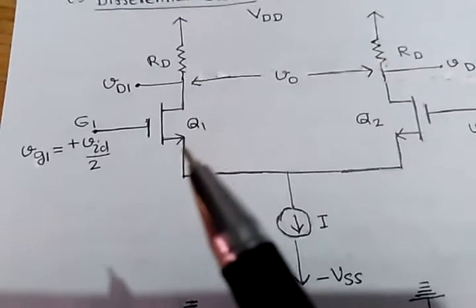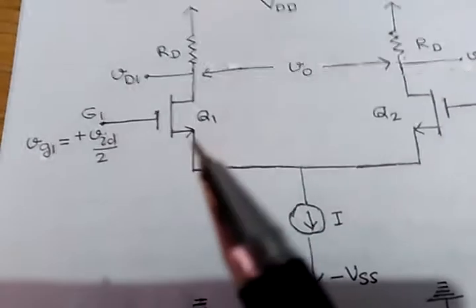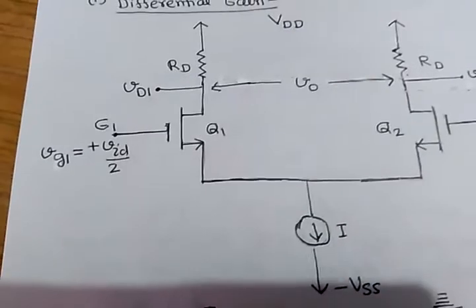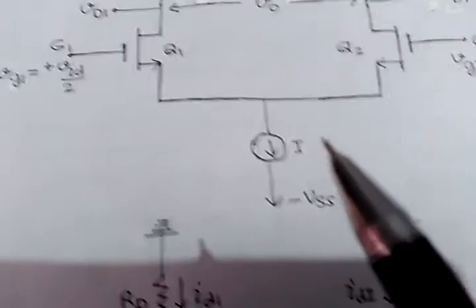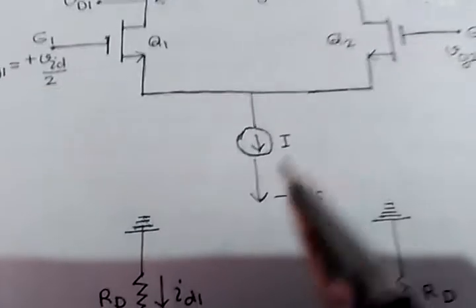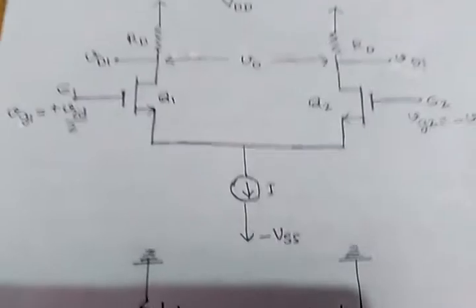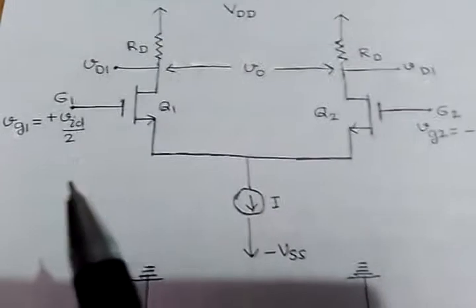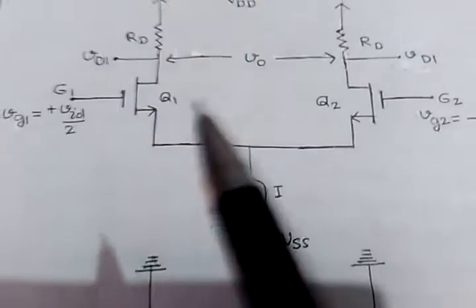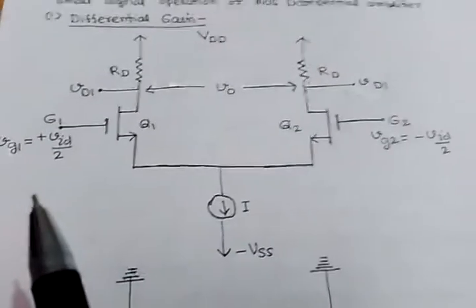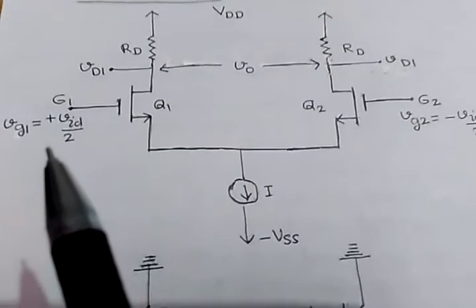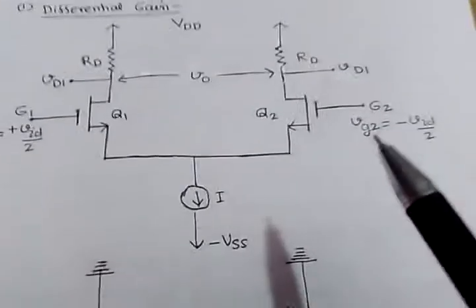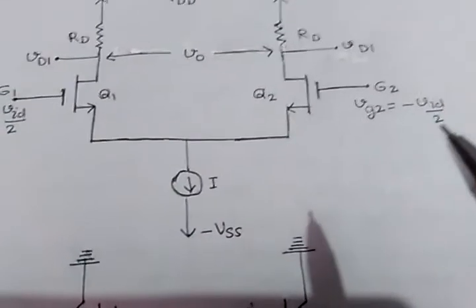Sources of Q1 and Q2 are joined together, and a constant current biasing which supplies the constant current I is used. Inputs are given at the gate of Q1 and at the gate of Q2. As we are seeing in this circuit, VG1 is plus VID by 2 and VG2 is minus VID by 2.